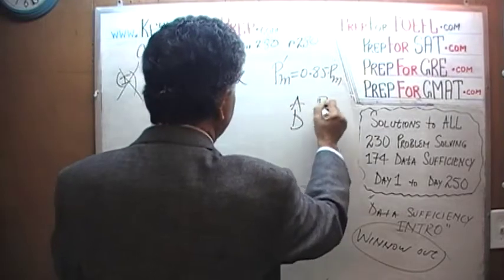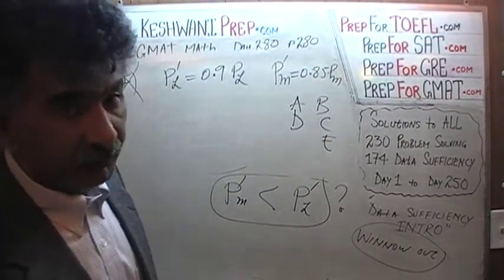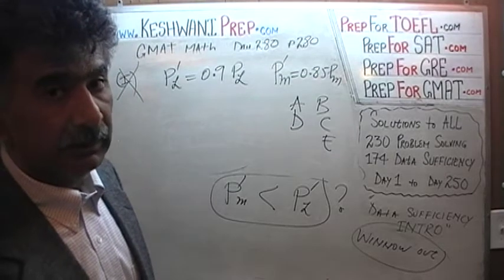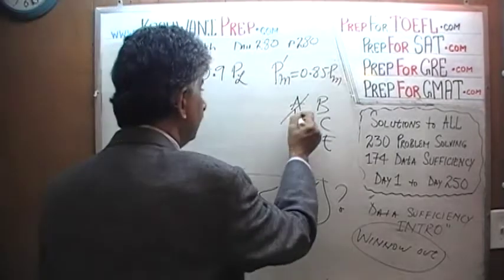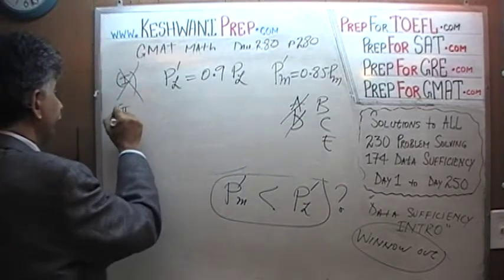A, D, B, C, E. Because we just found out that the first statement by itself is not sufficient, we know now that the answer cannot be A or D. It would have to be B, C, or E. Let's look at the second statement.